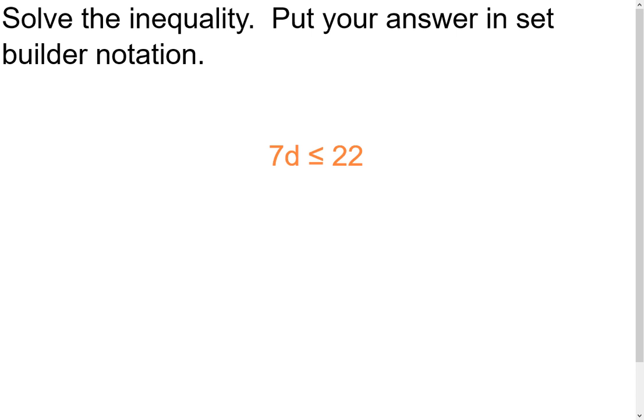My next one, another one where there's multiplication involved. This time, again, we're going to go back to set builder notation, but I'm going to just need to divide by 7 on both sides to get the d all by itself. D, and then on this side, I'm going to leave it as 22 sevenths. It doesn't divide evenly to give us an integer, so I'm just going to leave it as 22 sevenths. Now, remember, we're dividing again, but since we divided by a positive, that sign doesn't change.